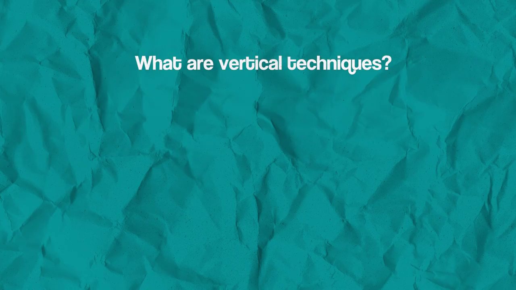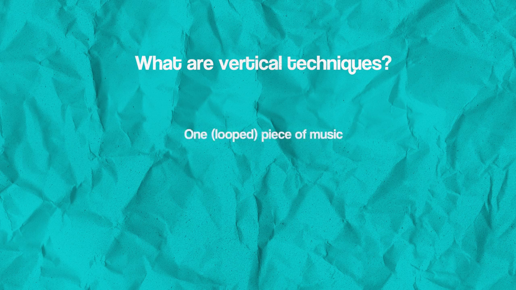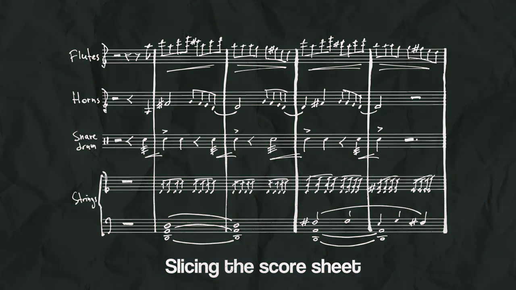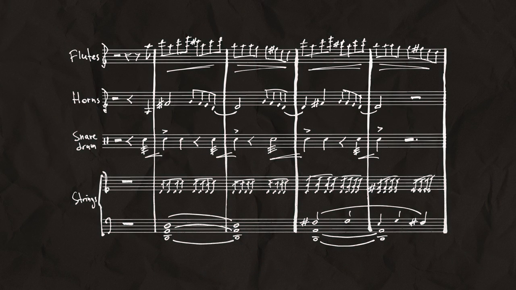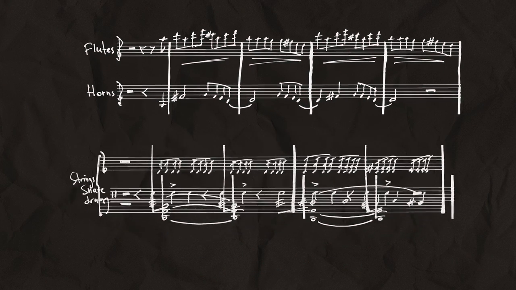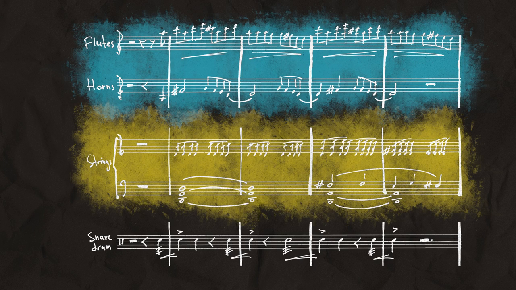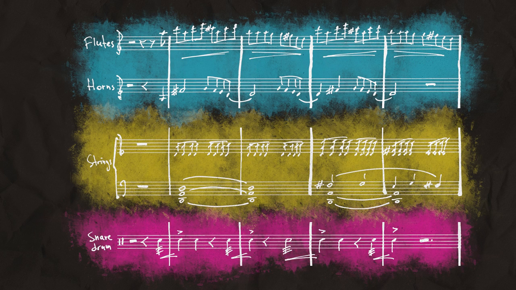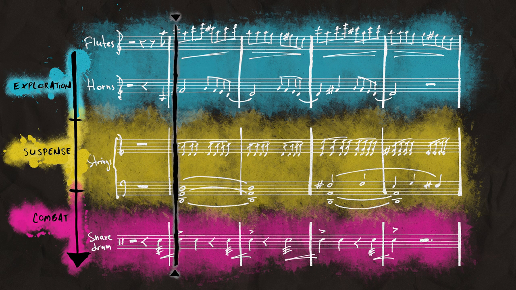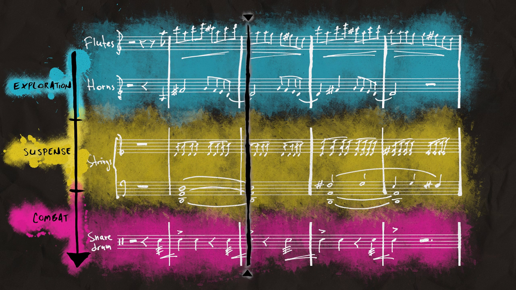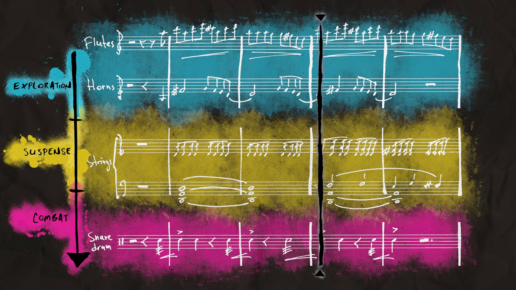In their most basic form, they use one piece of music that's being looped, and you're fading in and out instruments to change the intensity. Let's look at a score sheet. Using a vertical technique, we would slice the score sheet like this, so that you have a bunch of instruments that are stacked on top of each other. Changes in intensity happen vertically on the score sheet, while the horizontal movement remains constant. Remember, it's one piece of music, it's one song that's being looped.